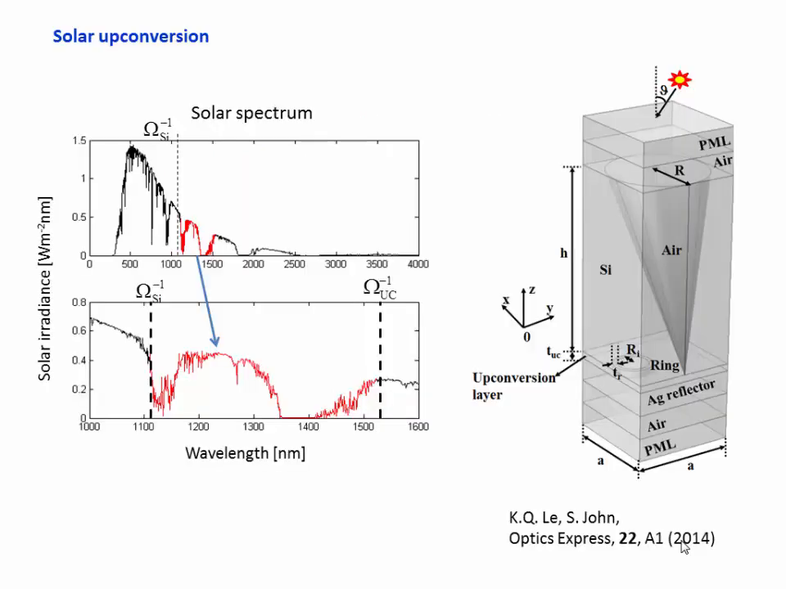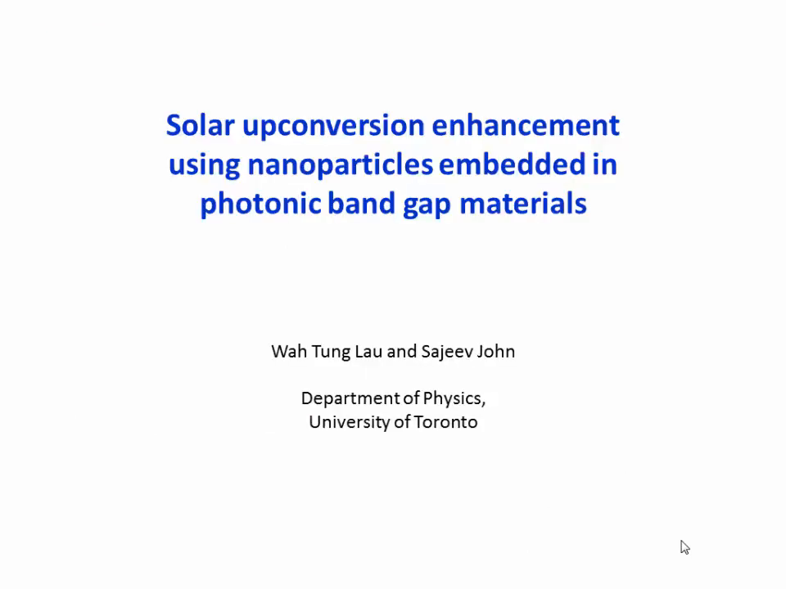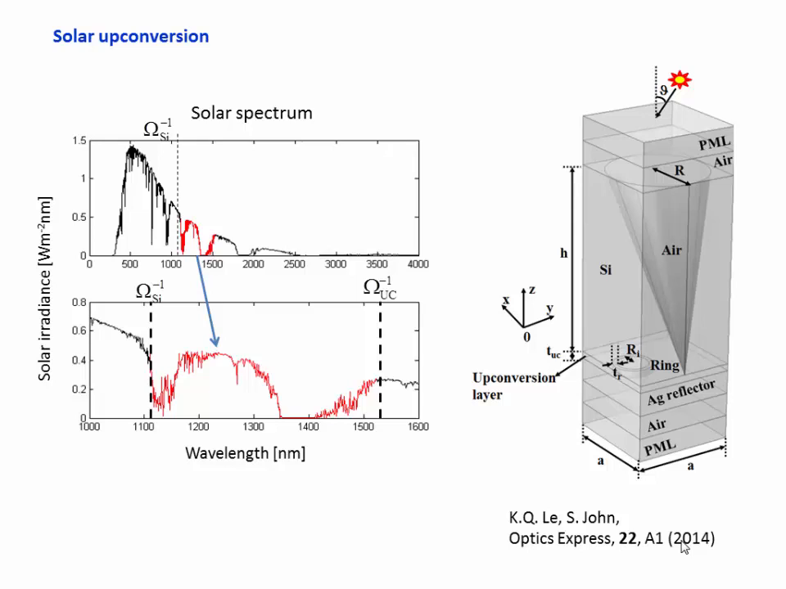So here is a solar spectrum from AM 1.5. We know that a solar cell made of silicon can only convert photons that are above the silicon band gap. Photons that are below the band gap are basically transparent to silicon photovoltaic cells.